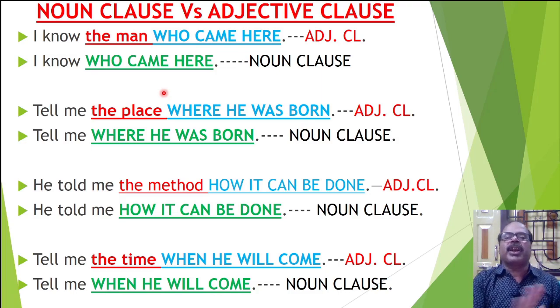Tell me the place where he was born. So here the place has been modified by this clause. সুতরাং এটা হচ্ছে অ্যাডজেক্টিভ ক্লজ। Where is the place? Tell me, tell is the verb, the subject, it is an imperative sentence and the subject is always you. You tell me, tell is the verb, me is the indirect object and the direct object is where he was born.